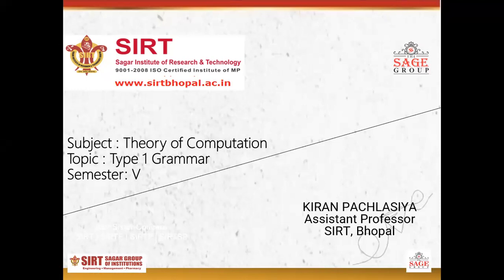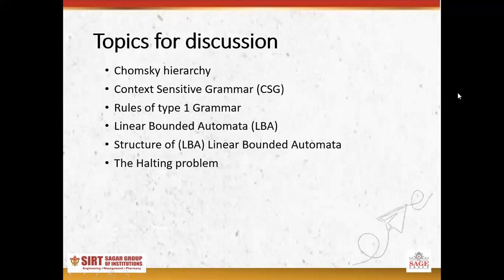Today, we are going to discuss type 1 grammar. In the previous video, we already saw the Chomsky hierarchy, because whenever we start any type of grammar, first of all we have to be clear in our mind about what the Chomsky hierarchy is and where it exists. So today we are going to discuss type 1 grammar. In the Chomsky hierarchy, type 1 grammar is formed after context-free grammar.